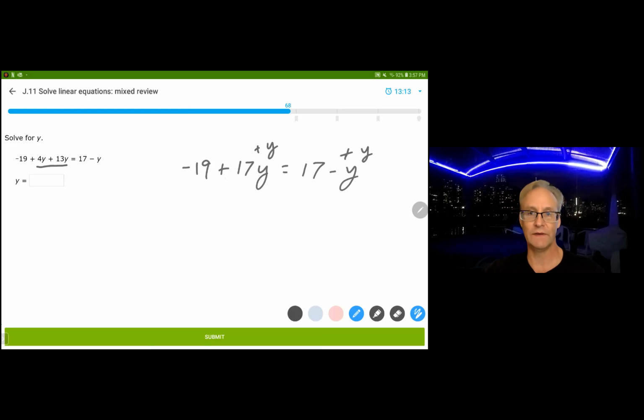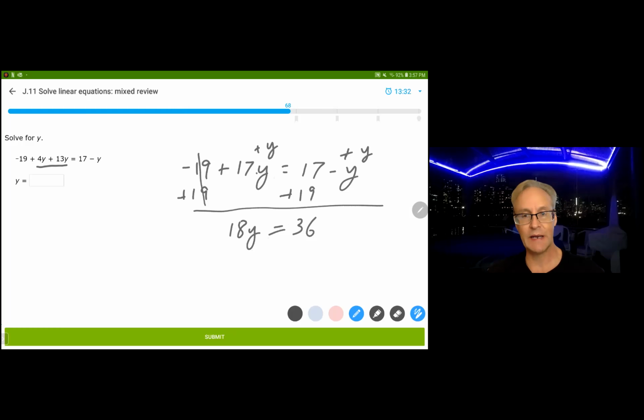So hopefully that helps. I'm also going to add 19 to both sides, so I'm just going to go ahead and do it all at one time and make it easy on myself. By simplifying this, that's going to give me 18 yaks is equal to 19 and 17 makes 36. And I'm going to divide by 18 and get my 2.